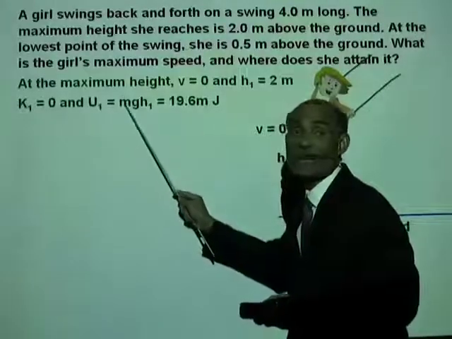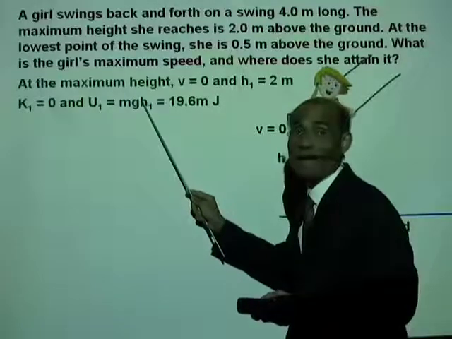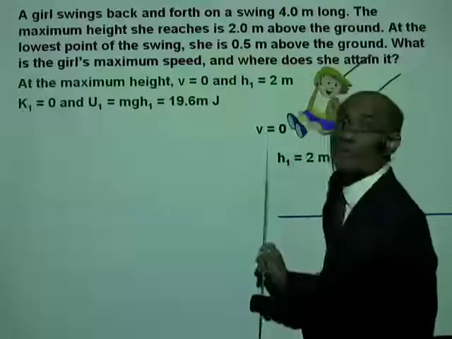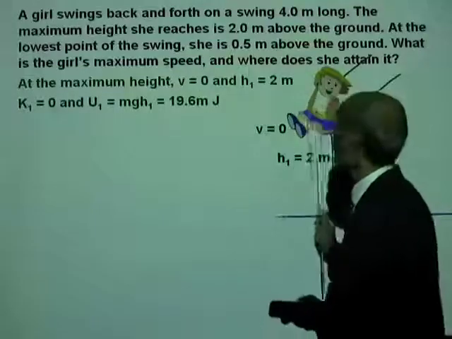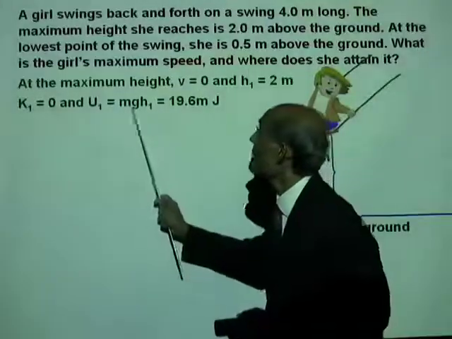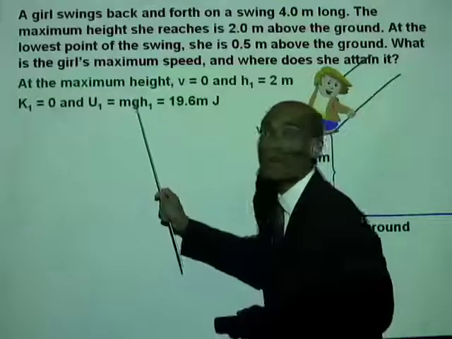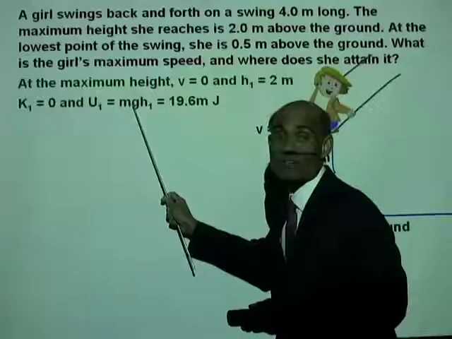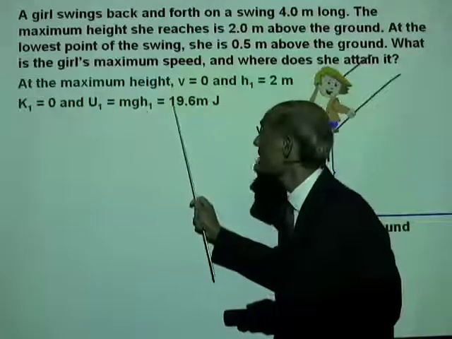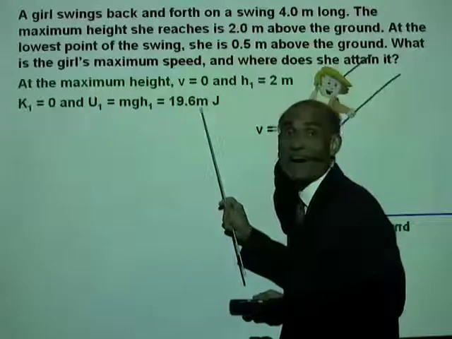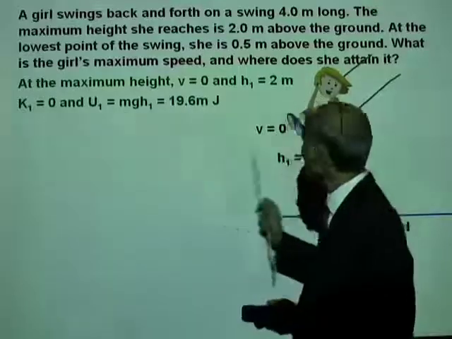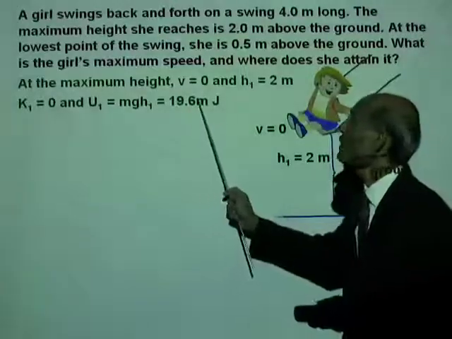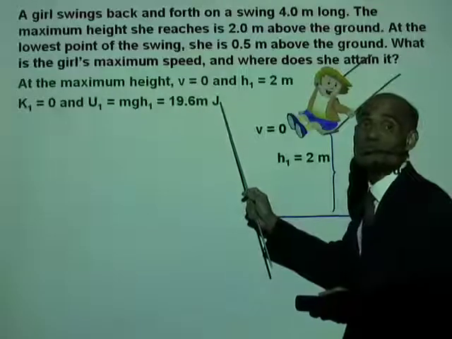U1 equal to mgh1. What is the mass? Well, we don't know the mass, so we're going to leave it as m. g is 9.8, h1 is 2 meters, so 9.8 times 2 is 19.6 times m. The potential energy at this height is 19.6 m joules.